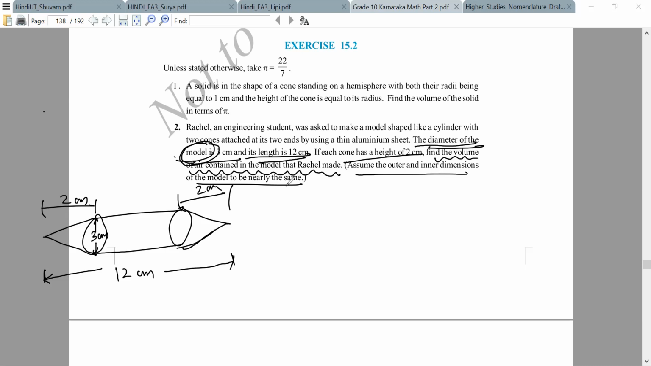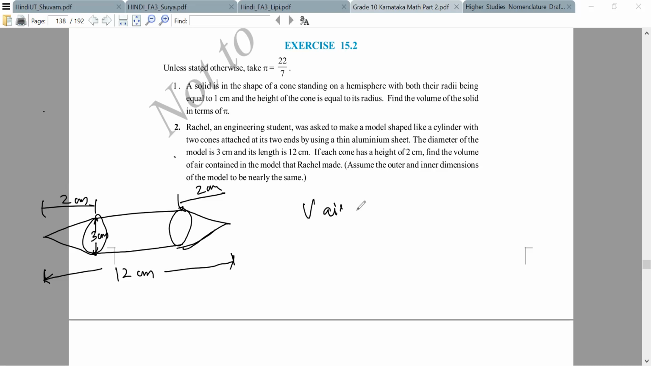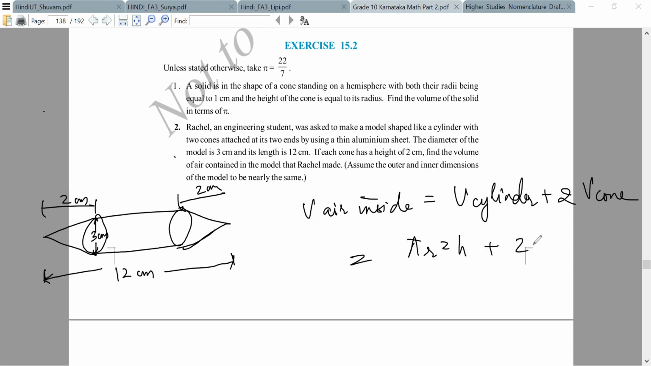Good with that? Abhi, followed what I said? Moving on. Can we do this? So let me actually write it down. Volume of air inside is equal to volume of cylinder plus 2 times volume of cone. Okay. So volume of cylinder is pi r square h plus 2 times 1/3 pi r square into this h. So let's call it h1.